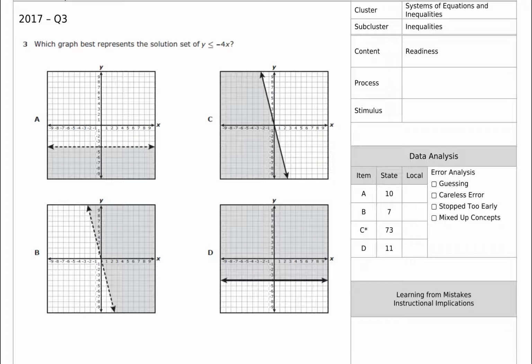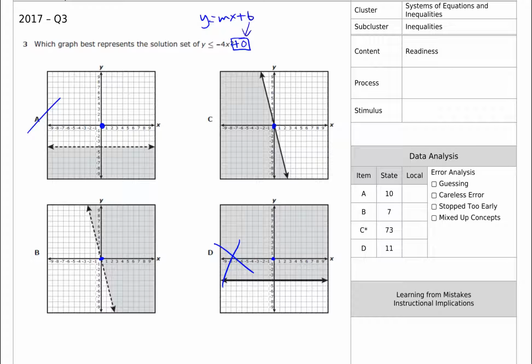Y is equal to mx. If there's no y-intercept listed, what does that mean? That means it's plus 0. Otherwise, it would have to be written there if it was plus 1 or whatever. So we're looking for a y-intercept of 0. A doesn't have that. It's out. C has that. B has that. D does not have that. It's out.